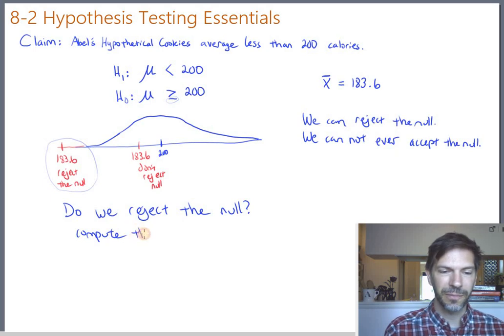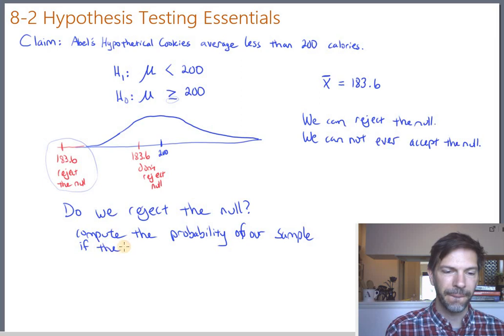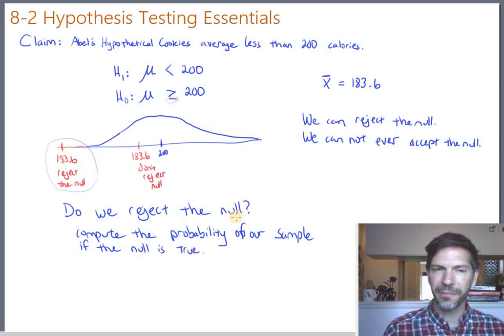So we're going to compute the probability of our sample with this curve. In other words, if the null is true. When we compute that, we'll refer to that as a p-value.